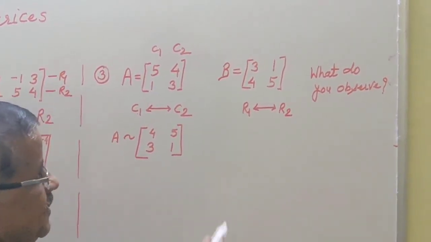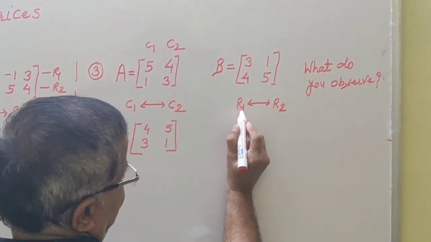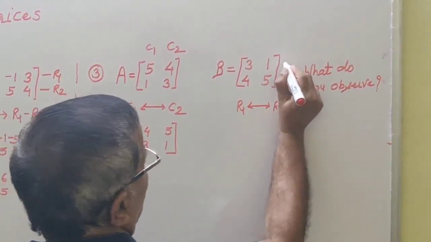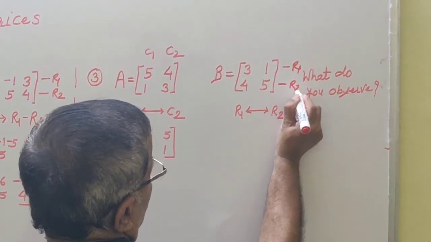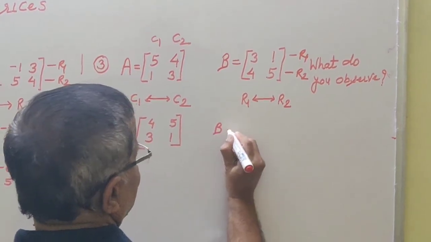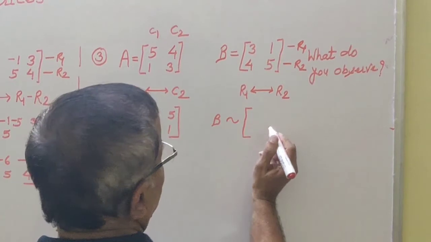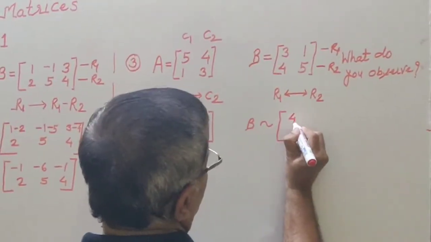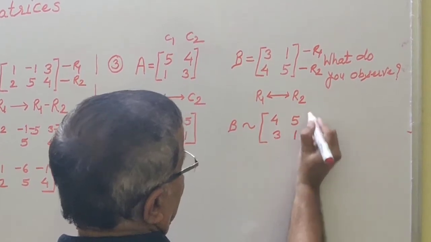Second, B is given as 3, 1, 4, 5. Here the operation is given R1 changes to R2. Means R1, this is my R2. Okay. Now I will change this one. So B equivalence will come to be R1 changes to R2. Means 4, 5 and 3 and 1.